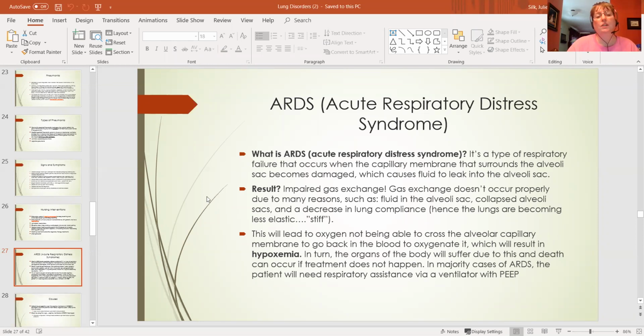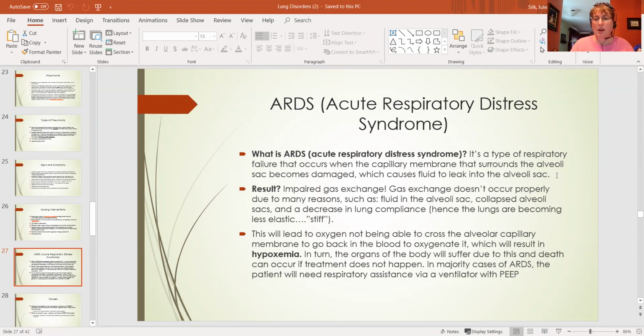All right, so what this is, it's someone in respiratory distress when they have this, right? But this is a different type of respiratory distress than just the regular kind. What's going on here is that the capillary membrane that surrounds your alveoli becomes damaged because of something that happens to you. This causes fluid to leak into the alveolar sac. So you get impaired gas exchange now, just like we talked about with some of those other things.